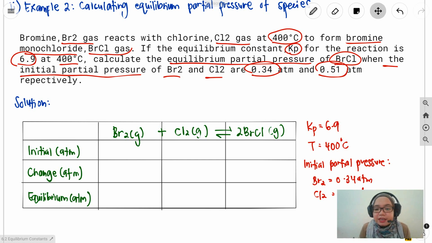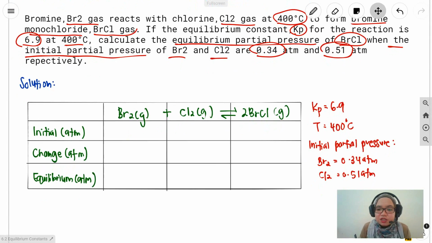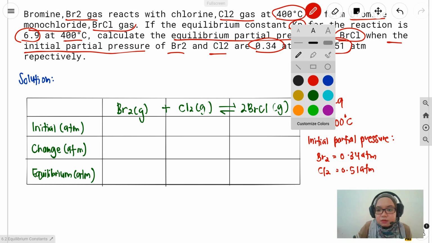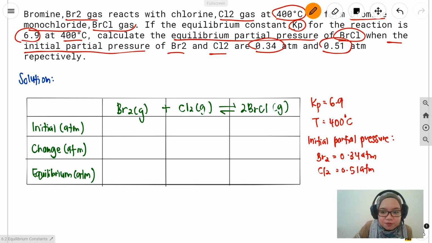So, you have extracted this information, then what you need to do is just put this initial partial pressure inside this table. So here you will get the initial partial pressure for bromine gas is 0.34 atm and initial partial pressure for chlorine gas is 0.51 atm. And the initial partial pressure or concentration of product will always be 0 because the product is not formed yet.